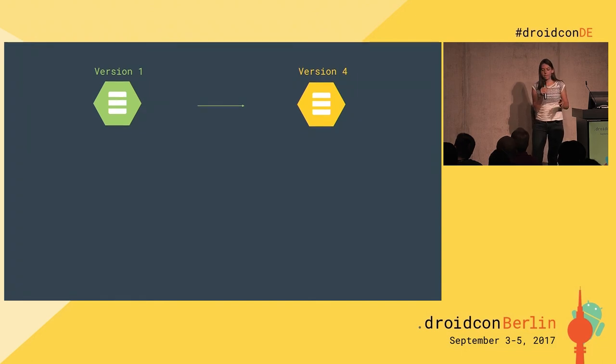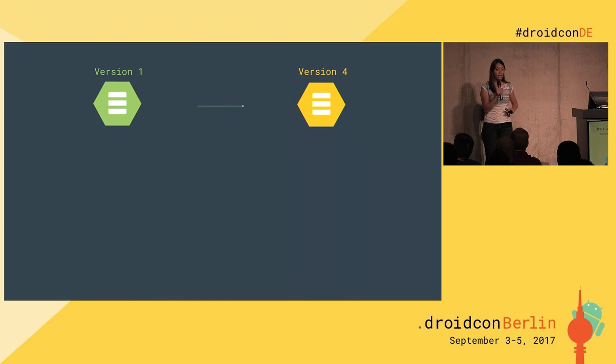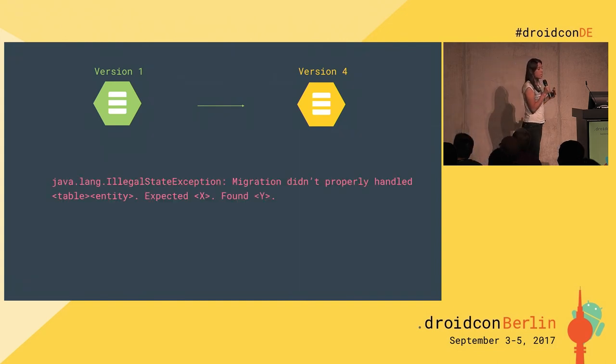Let's say that you're going from version 1 to version 4, but you're not providing any migration. In this case, Room will throw an illegal state exception because Room doesn't know how to handle the entities. It doesn't know how to generate a migration. So it doesn't know, for example, what default values it should put for those columns that you set there.